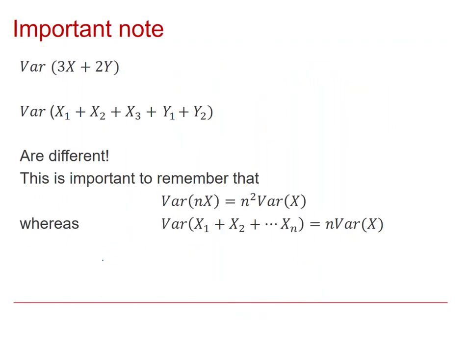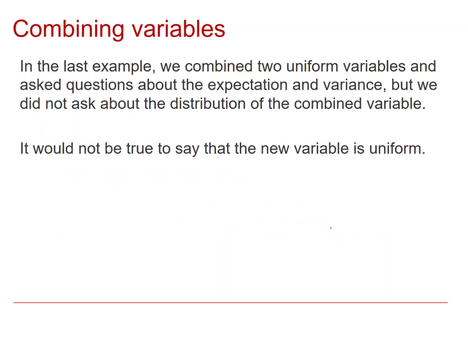So that's a really important thing, and it's really important that you make sure you know what the difference between those two things are. When you do n times x, you get n squared of it. If you're simply doing n different observations, you are only doing n times it.